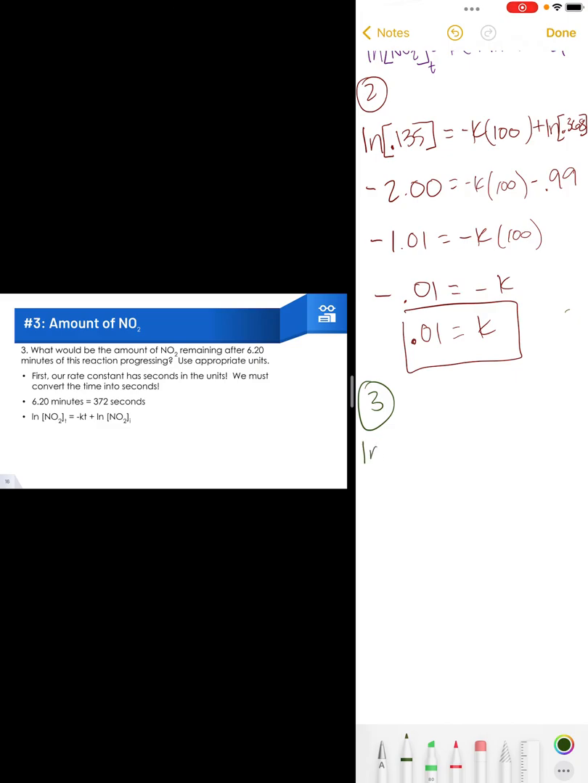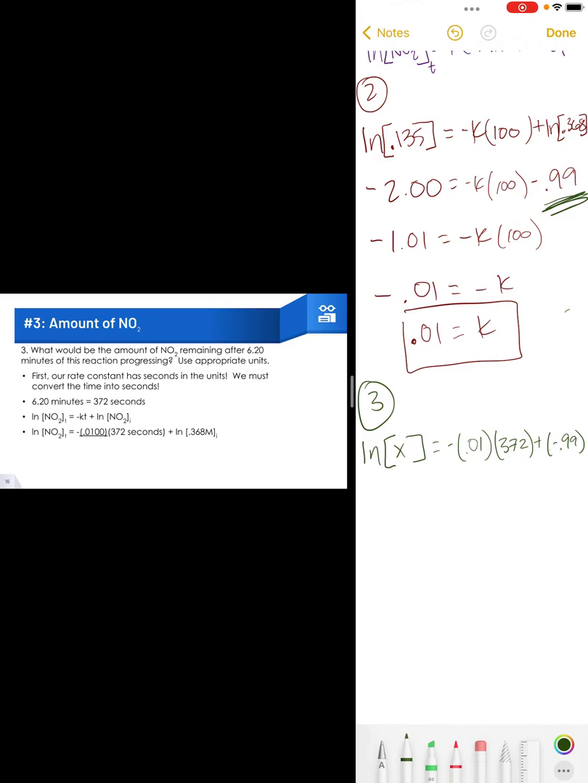So I have ln of x. I don't know what this concentration is going to be. That's what it's asking for. K we just found was 0.01. My time, they gave us 372, plus natural log of 0.368, which we already found up here. So I'll just plug that in so I don't have to put it in my calculator again.